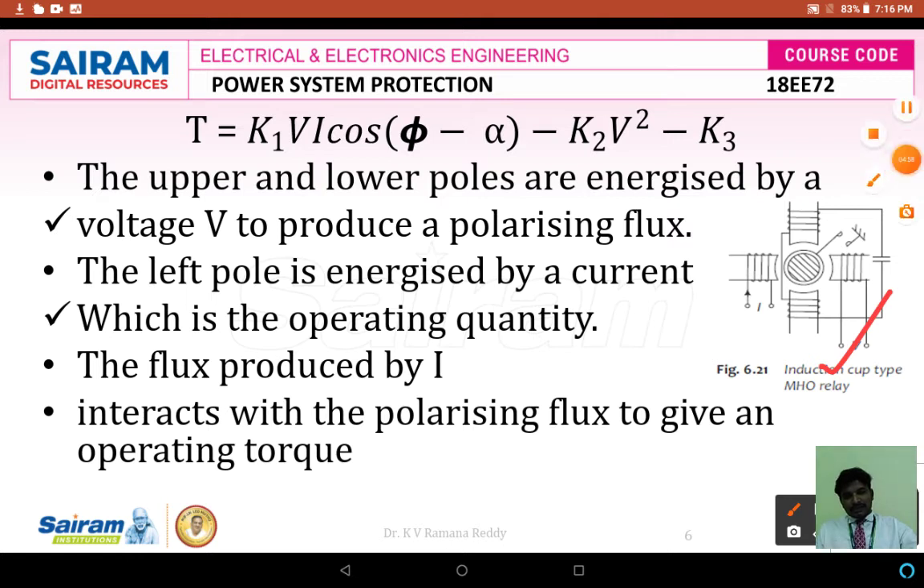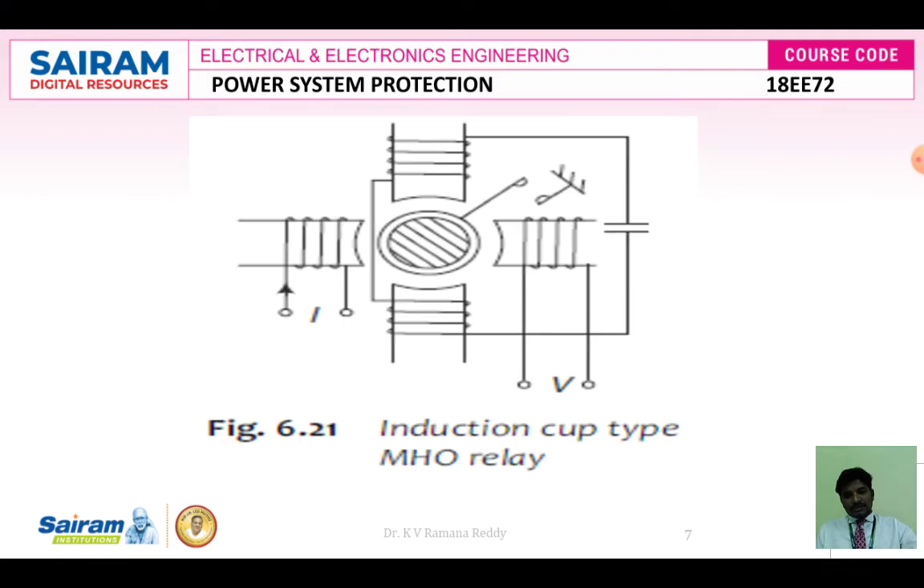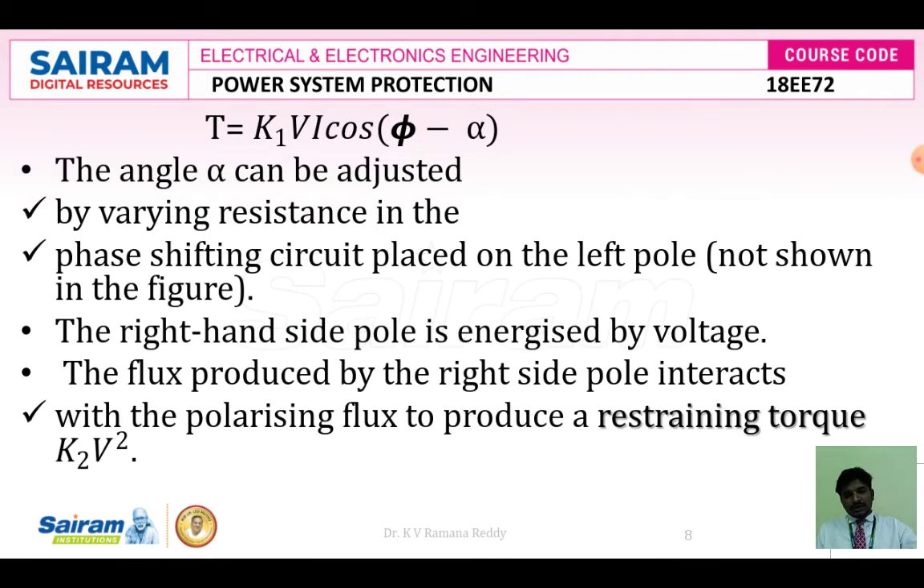Therefore, of the two actuating quantities, one is voltage and the other is current, which has been taken as a reference on the four poles so as to produce the required torque: T = K1 Vi cos(φ − α) − K2 V² − K3. The flux produced by I interacts with the polarizing flux to give an operating torque here, and the value of K3 we can take as 0 because it is due to the spring constant.